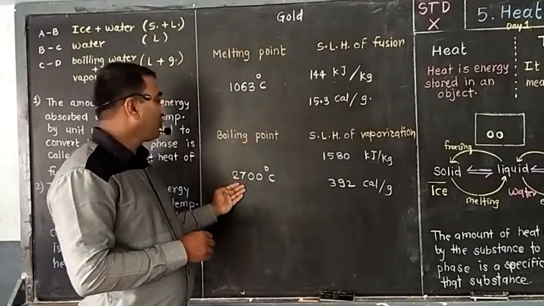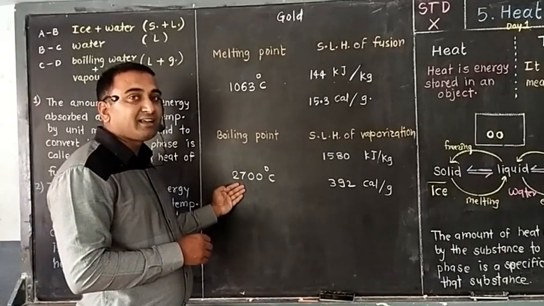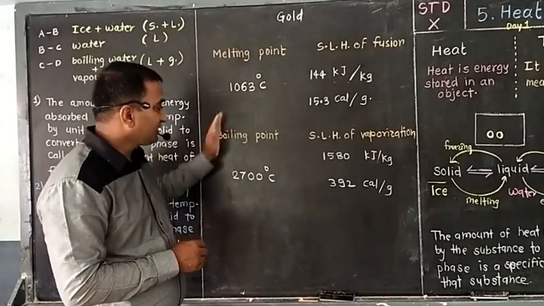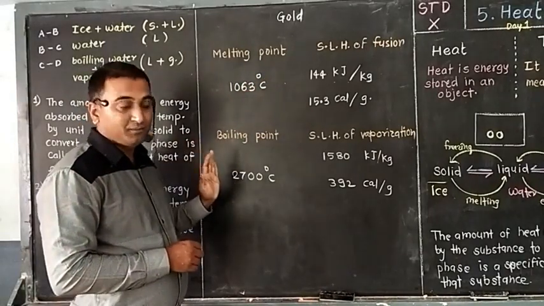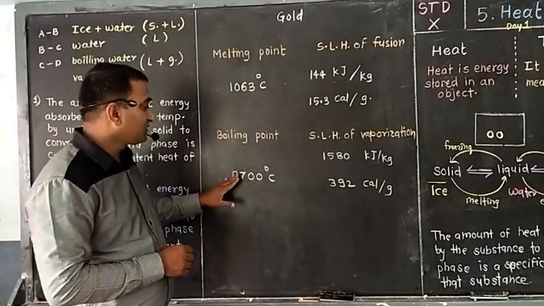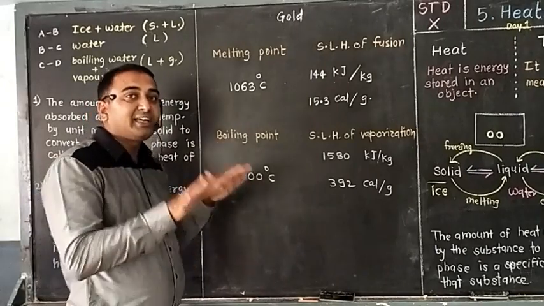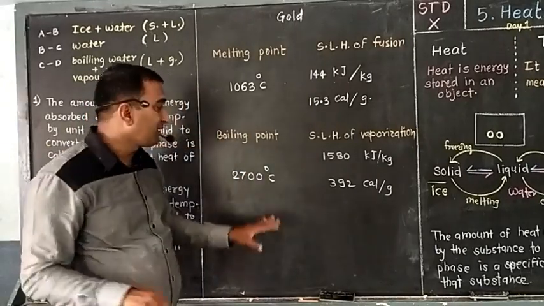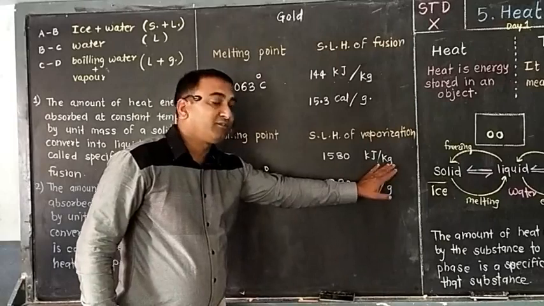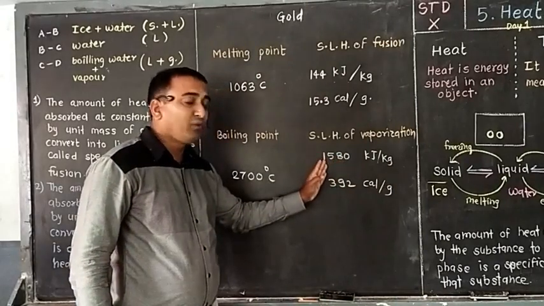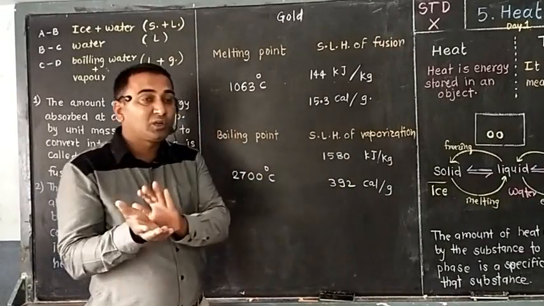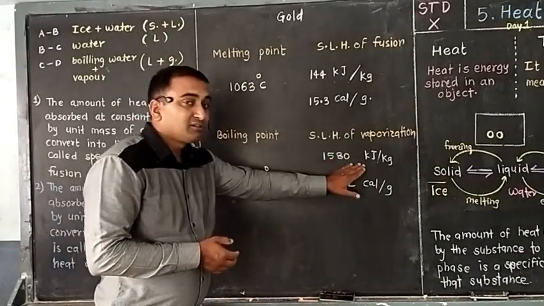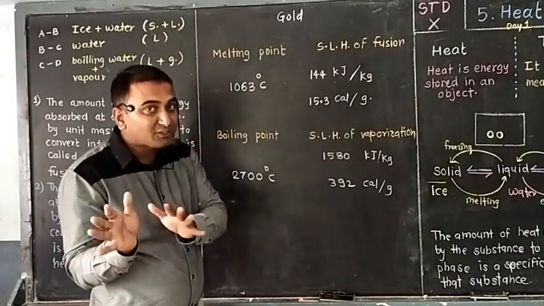The boiling point of gold is 2700 degrees Celsius. After this, the temperature starts to increase because all the gold is in liquid form. And after reaching 2700 degrees Celsius, again the temperature remains constant, and that 1 kg of gold will absorb 1580 kilojoule to convert that liquid gold totally into gaseous gold.